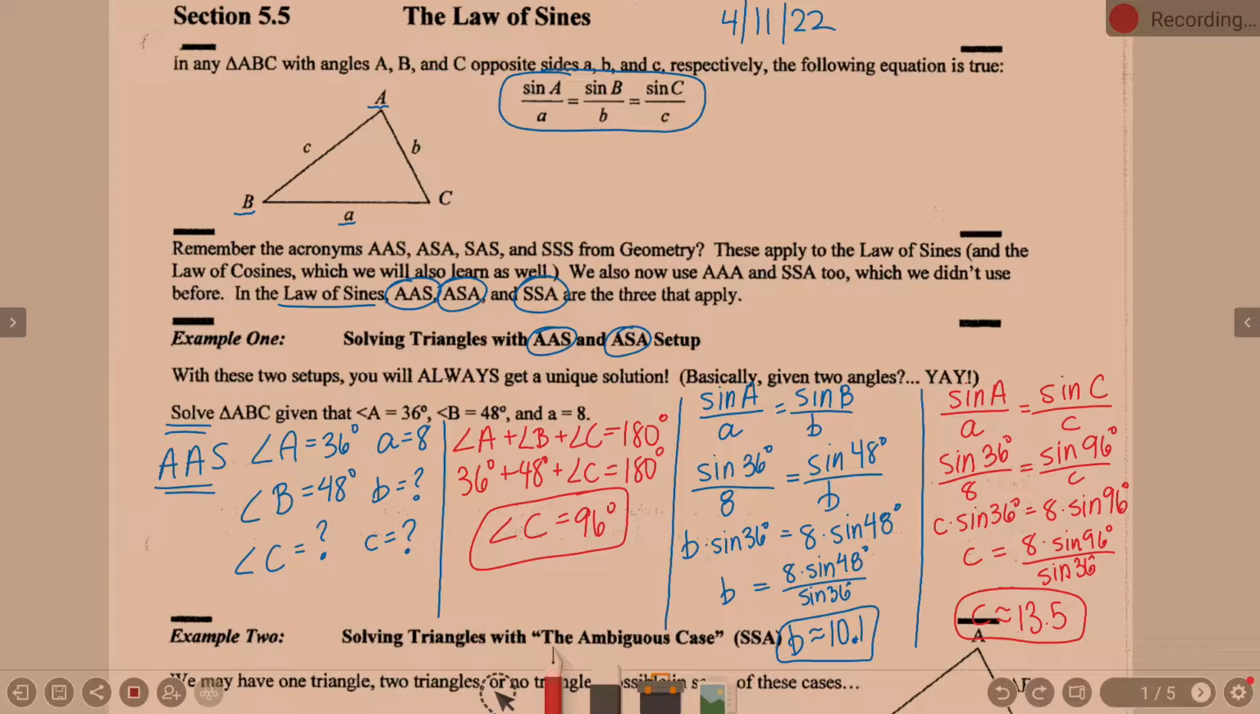Okay. Questions here? We're all good? We got the basics? Law of sines isn't too bad, right? Okay. So this setup here was as long as we were given two angles. Given two angles, whether it be angle, angle, side, or angle, side, angle, you are always guaranteed to get one unique solution. Okay? And I mention that because we're getting ready to move into the ambiguous case.